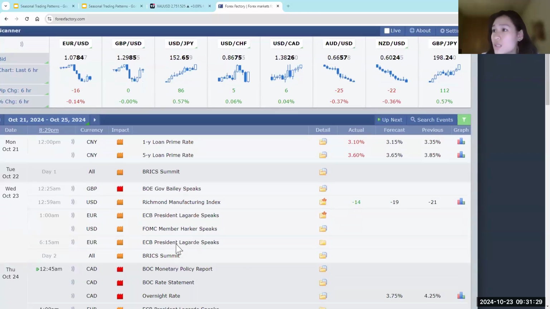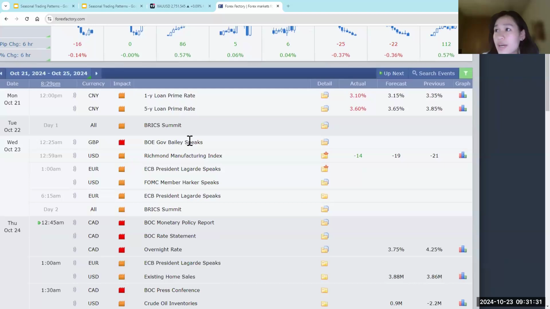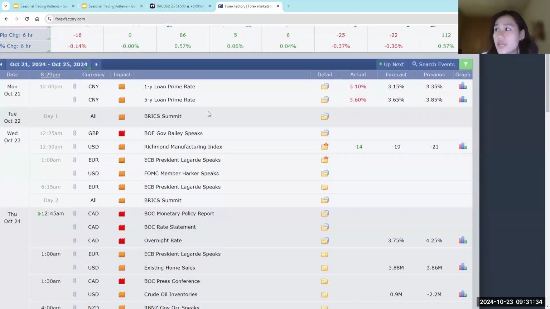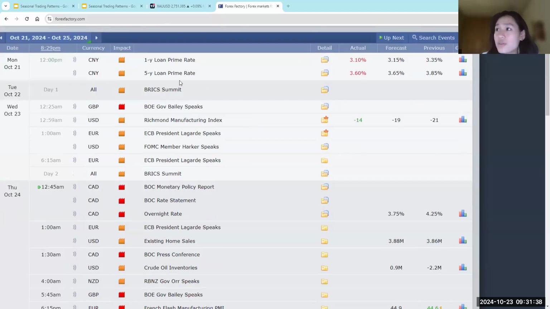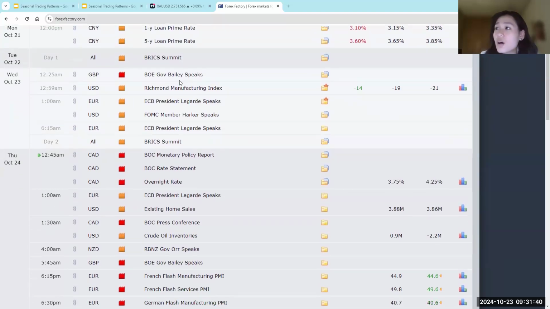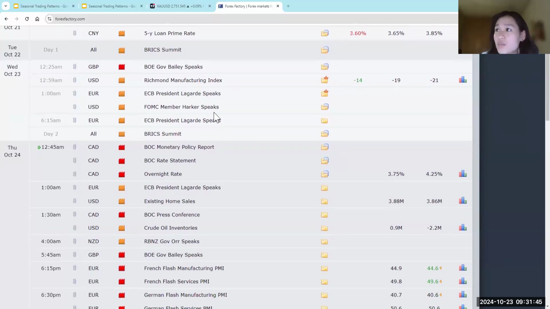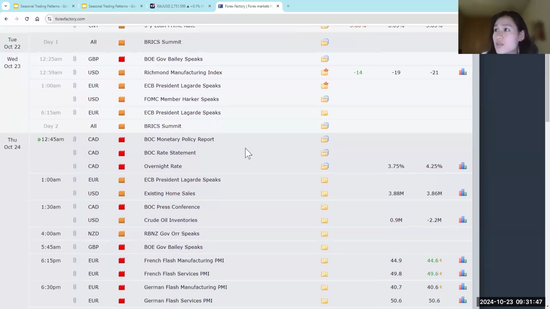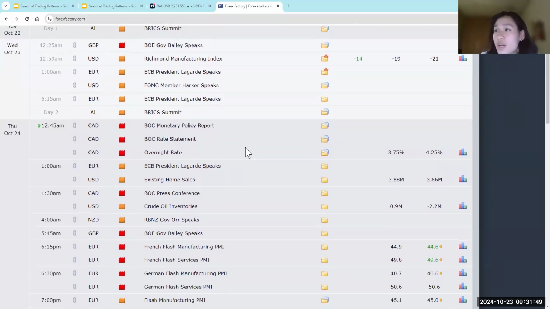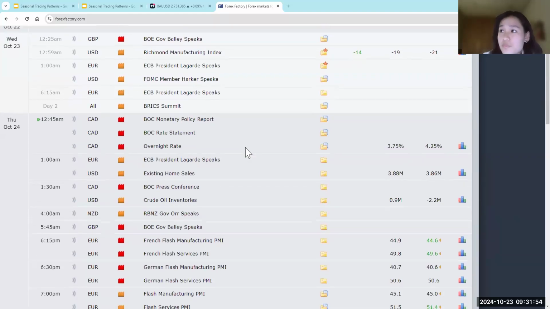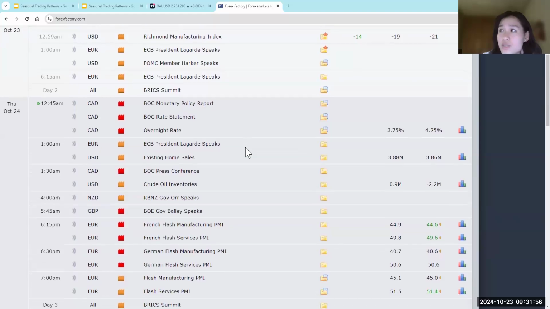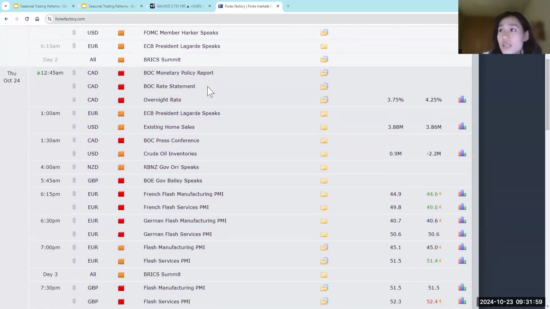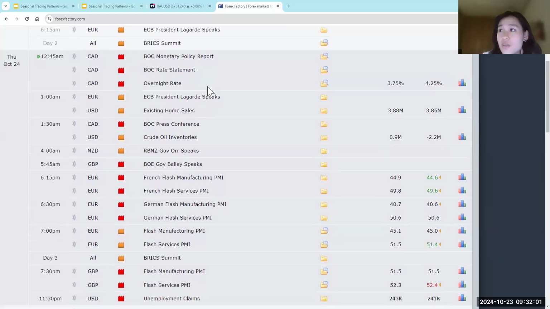Okay, so for this week, Monday, we had the China loan prime rate data, which came out lower than forecasted. There was the BRICS summit, UK BOE Governor Bailey speaking, and the US Richmond Manufacturing Index. We also have Euro and US members speaking, Euro President Lagarde speaking as well, and day two of the BRICS summit.